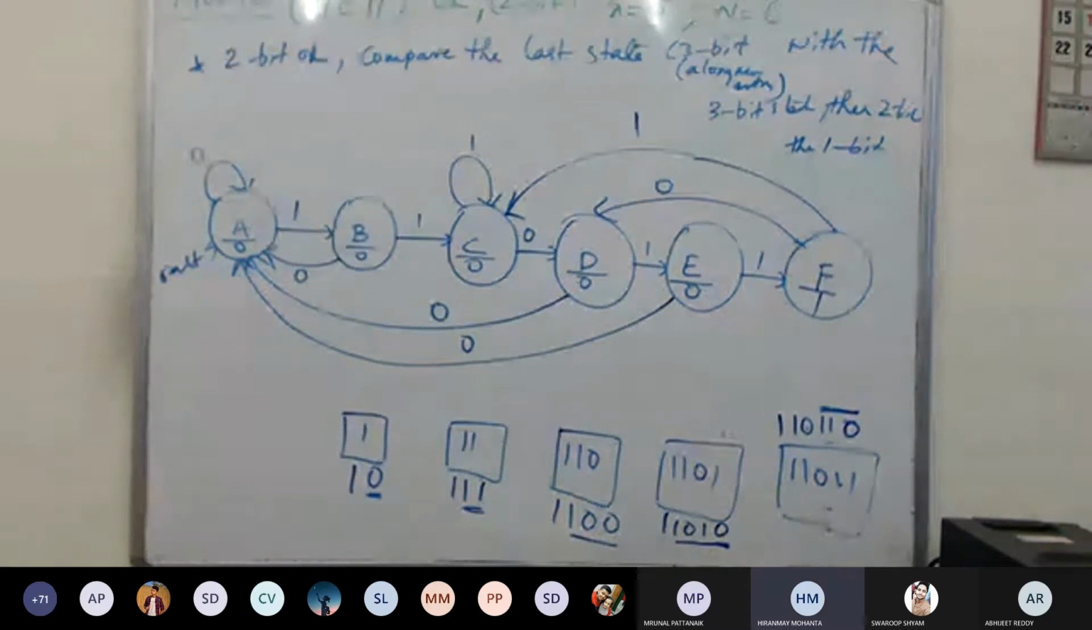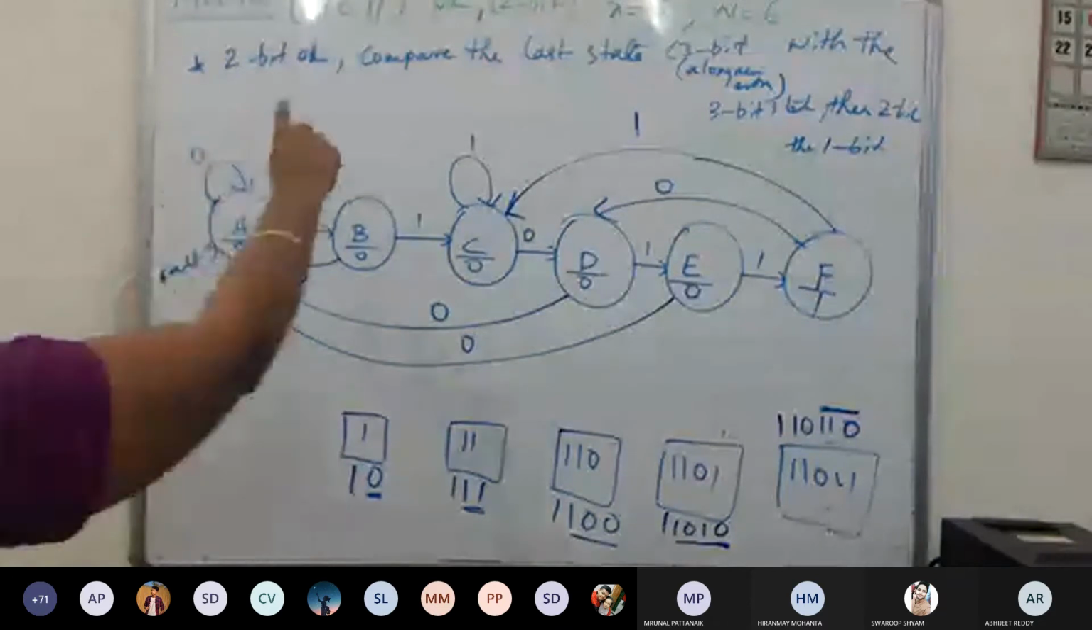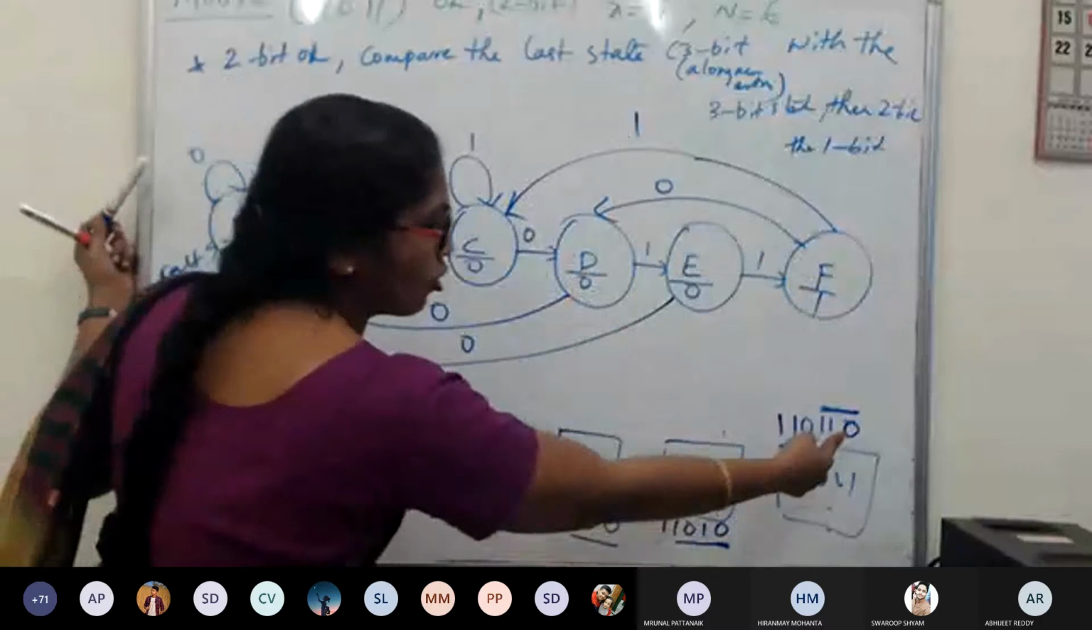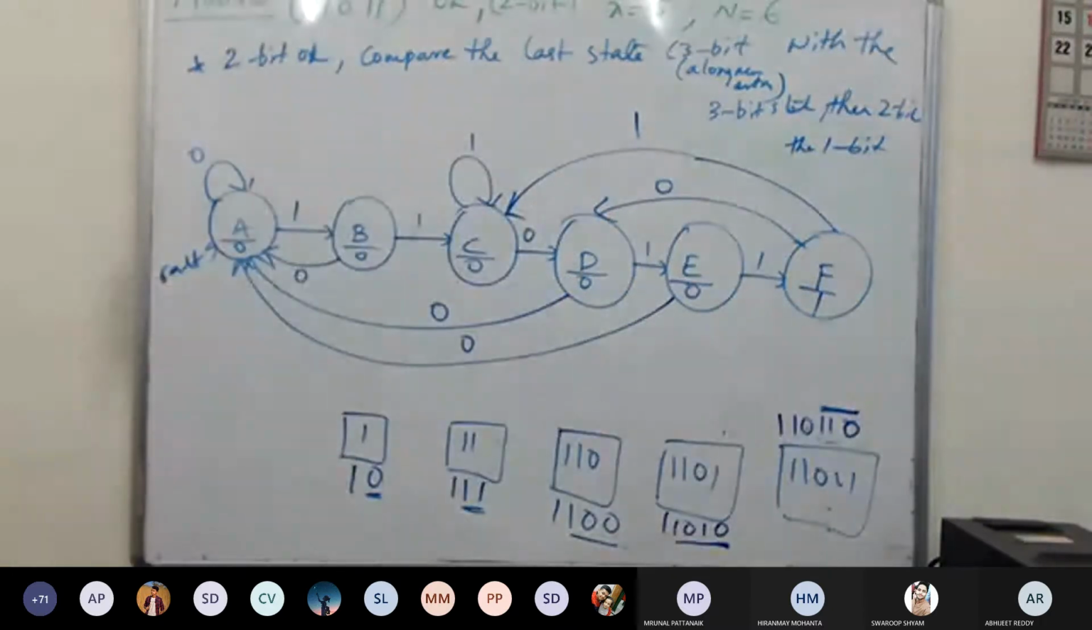Yes, ma'am. Yeah, please try to check that. 2-bit overlapping, compare the last 3 bits along with the new entry with the 3-bit states. If that finds a match, terminate there. If that doesn't, you terminate with the previous one. That's how it should go on.